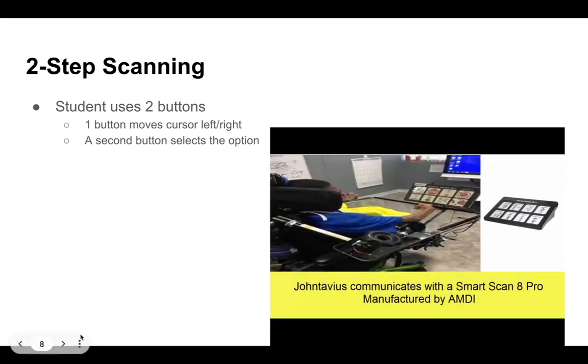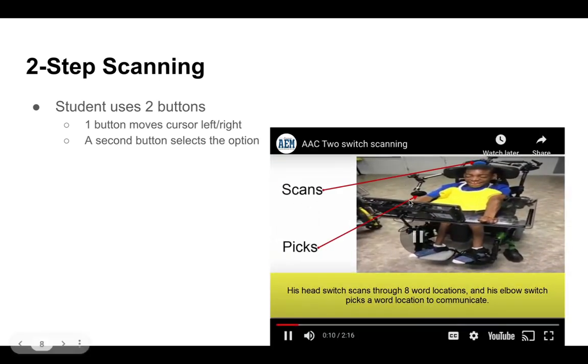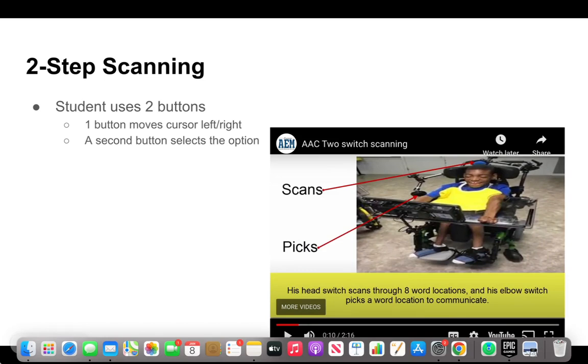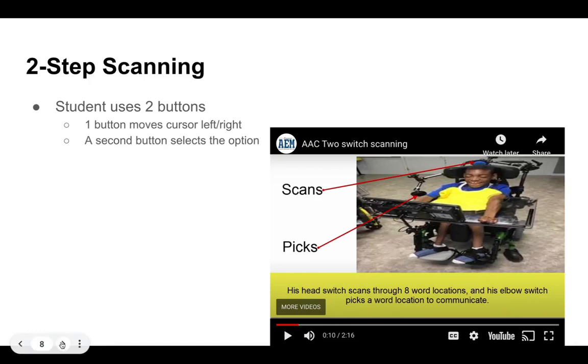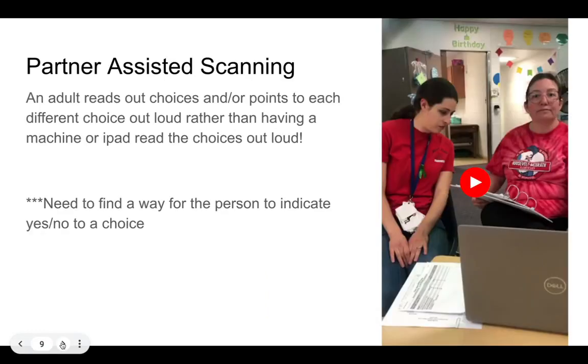Two-step scanning is really nice because it gives the communicator a lot more independence and choice. It's also a little faster and it's a little less to navigate through. Instead of trying to time your head precisely with the computer, you can make it work for you a little bit better. And then there is partner-assisted scanning. It's when an adult or a communication partner reads choices out loud, and the partner will either indicate yes or no. So you'll see a video of me and my colleague doing this.